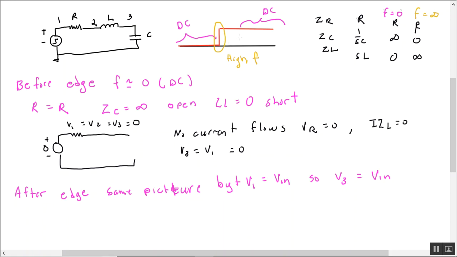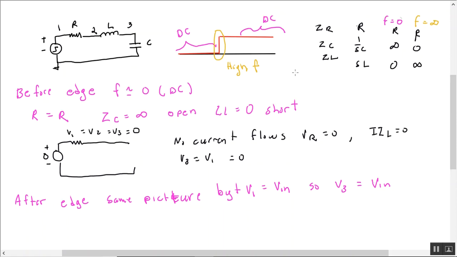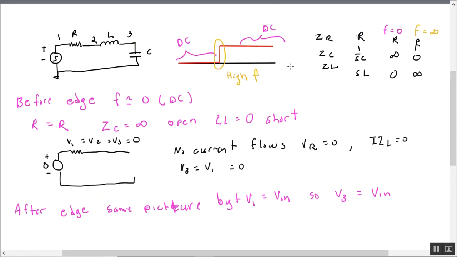Now, sure, if you take the Laplace of that, you get 1 over s, and then if you set s equal to j omega for the Fourier, you realize there's a lot of frequency in there.